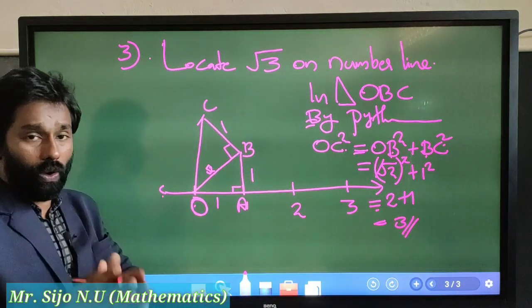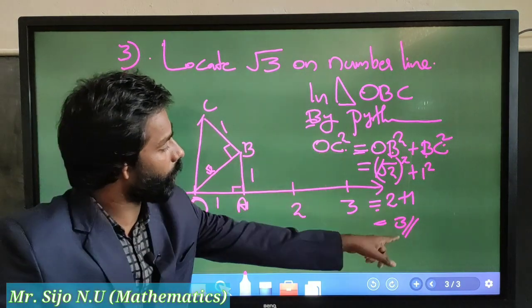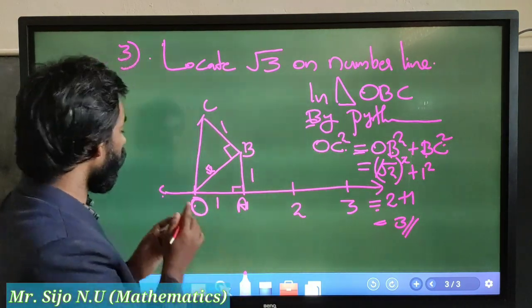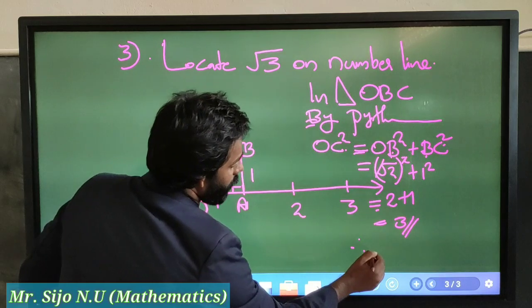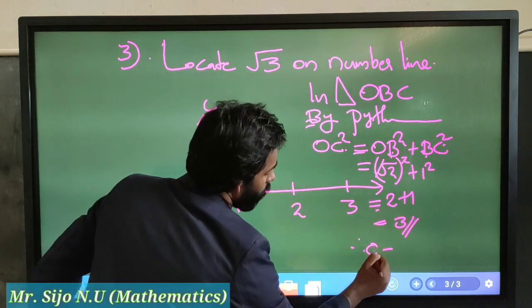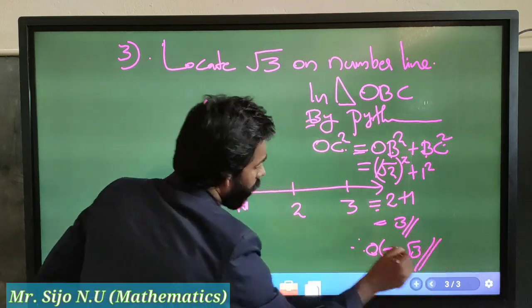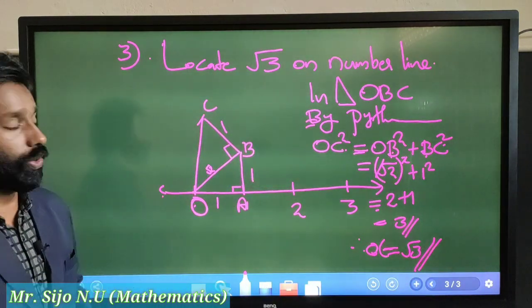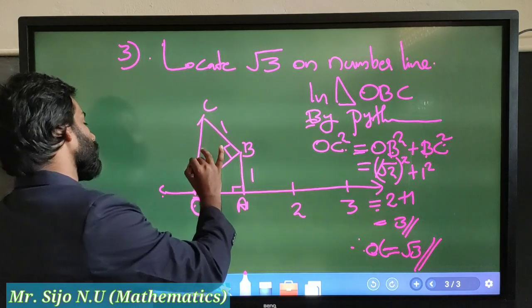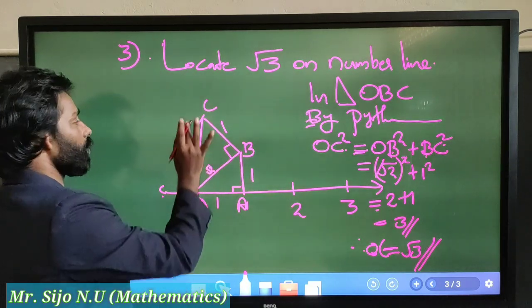Now, we know OC square value is 3. Therefore, we can say OC equal to root 3. Well, the length of OC we got is root 3. The length of OC is root 3.